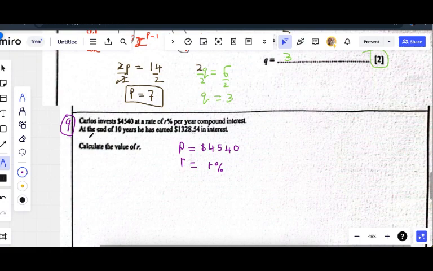Per compound interest. At the end of 10 years, so the time, which in compound interest most of the time we use N, or you can use T if you like, it's 10 years. At the end of 10 years, he has earned $1,328.24 in interest. So the compound interest he earned at the end of 10 years is $1,328.